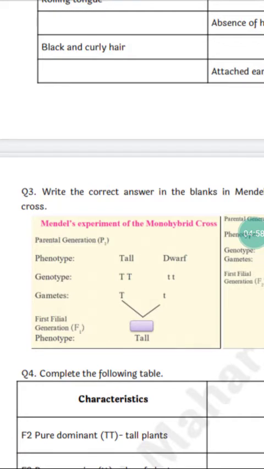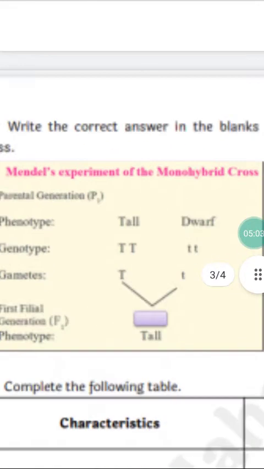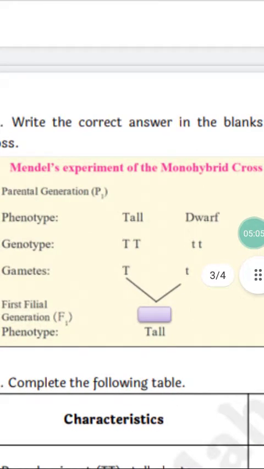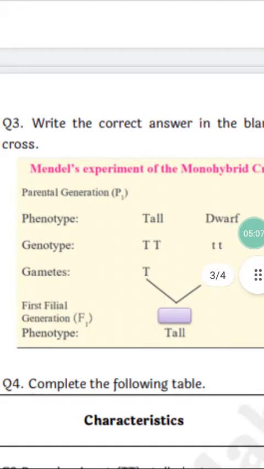For this, you can refer to page number 185 from the textbook. Here the phenotypes tall and dwarf are given. The genotypes are given, that is capital T, small t, small t. The gametes produced are capital T and small t. And now you have to write the first filial generation, that is the F1 generation.